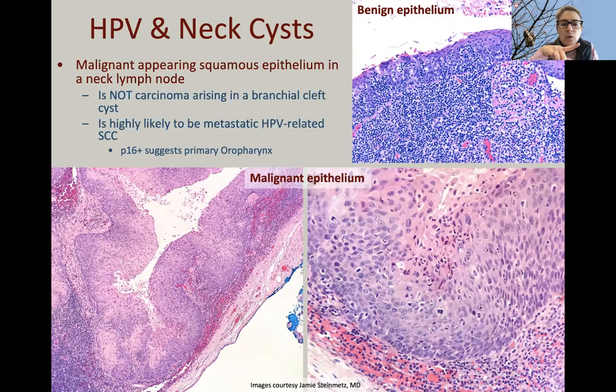We would perform P16 on this to determine if it were positive. If it were positive, that is highly suggestive of oropharynx. Again, if P16 is negative, we could consider something like an EBV to determine if it's coming from the nasopharynx. That is also a possibility. Other than that, site of origin can be difficult to determine if it's P16 and EBV negative.